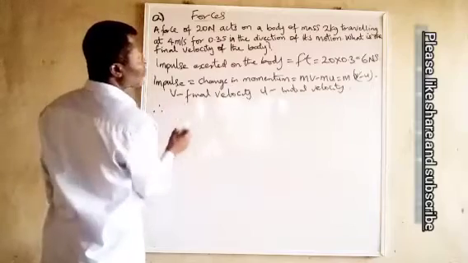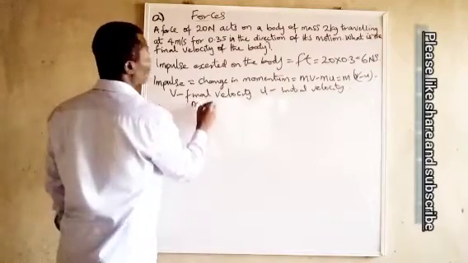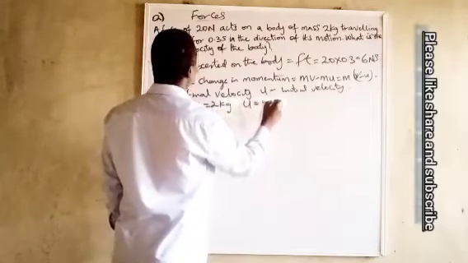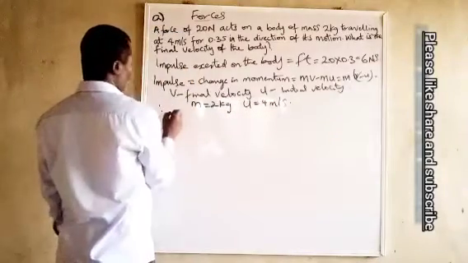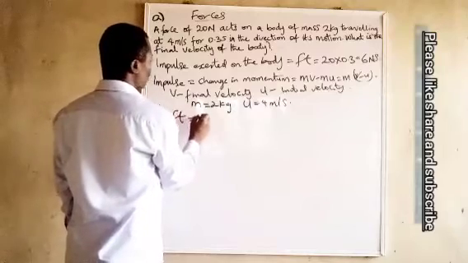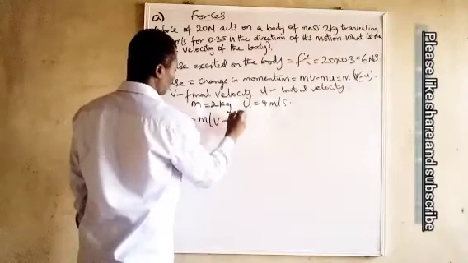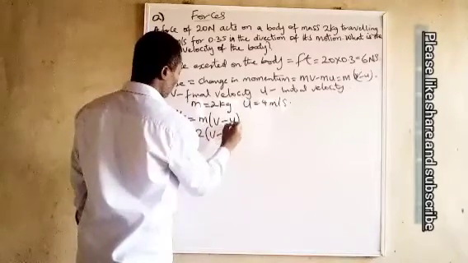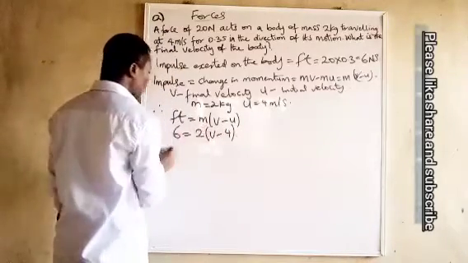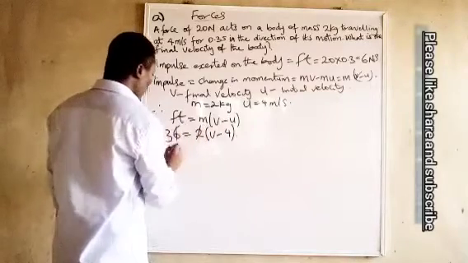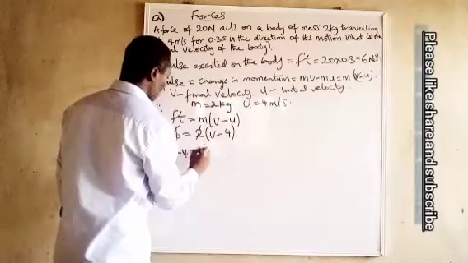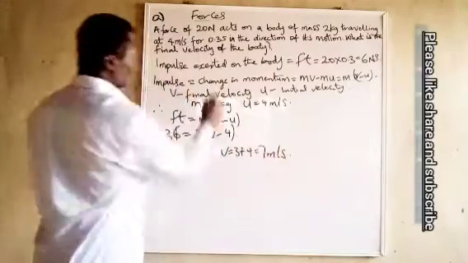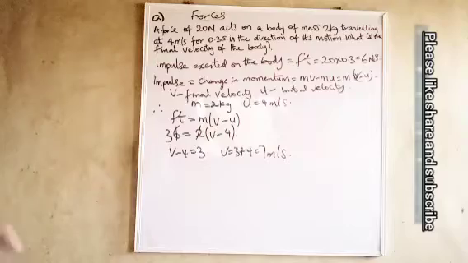Therefore, we have given m as 2 kg, u as 4 meters per second. Therefore, Ft is equal to m into v minus u. 6 is equal to 2 into v minus 4. That's it. Let's divide both sides by 2. Here we have 3. So v minus 4 is equal to 3. v equals 3 plus 4 is equal to 7 meters per second. So the final velocity is 7 meters per second.